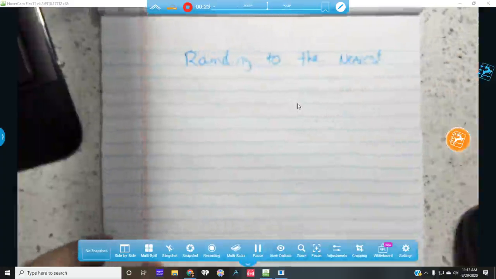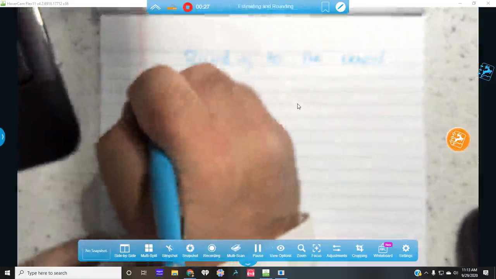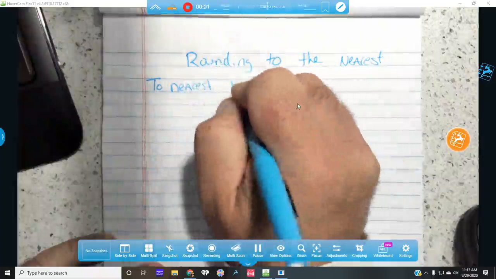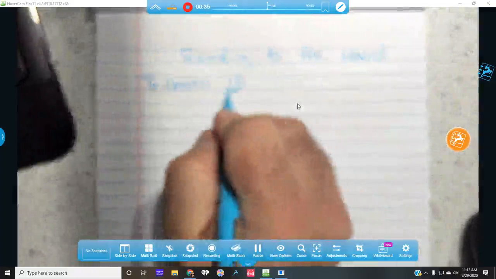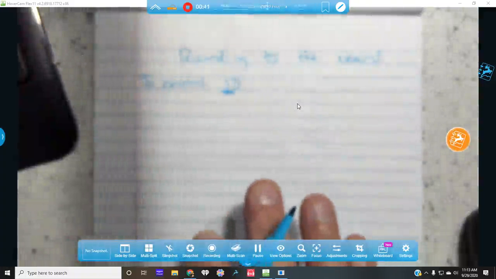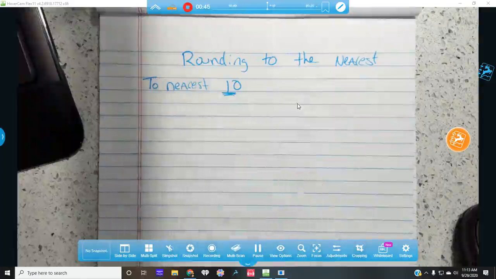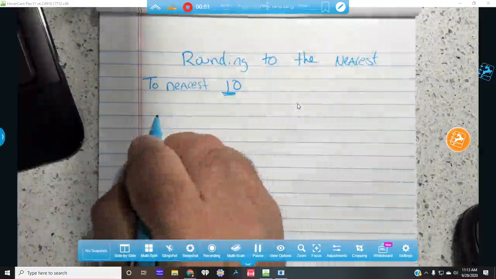The first one we're going to talk about is rounding to the nearest 10. That means we are looking at the tens place. We want to find a number, ladies and gentlemen, that we can round to the nearest tens digit. So we're going to do a couple of examples here.